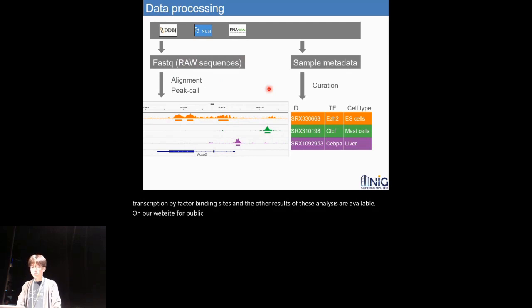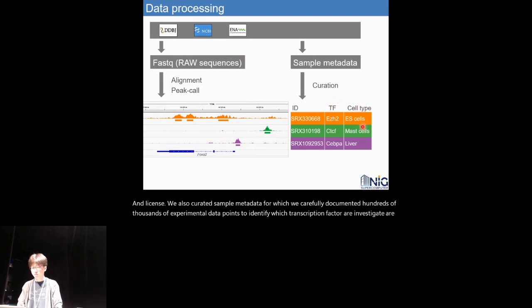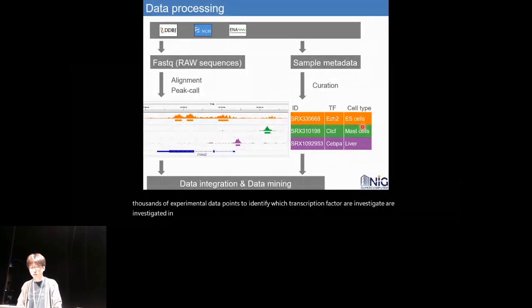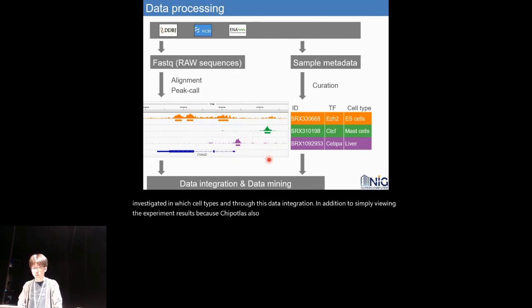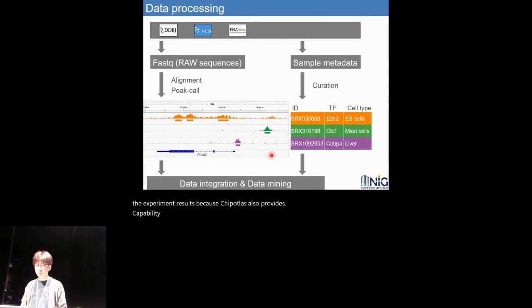And in addition to this analysis, we also curated sample metadata for which we carefully documented hundreds of thousands of experimental data points to identify which transcription factors are investigated in which cell types. And through this data integration, in addition to simply viewing the experiment results, ChIP-Atlas also provides capability for comprehensive data mining.